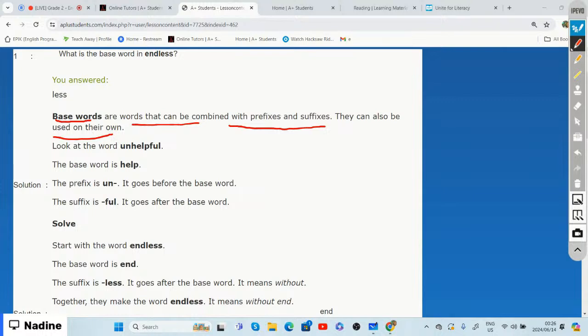Same with misuse. Use can stand on its own, right? Miss is the prefix, and miss means wrongly, right? Which means that if we say misuse, then it means that we are using it wrongly. And we made an example of unhelpful because help is our base word, un is our prefix, ful is a suffix, and we have created this word which is unhelpful.